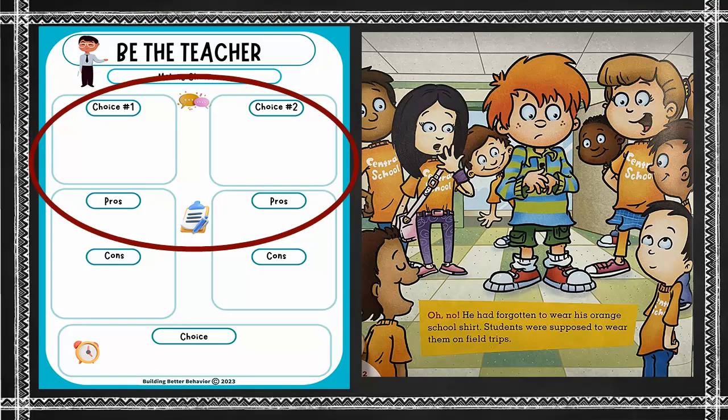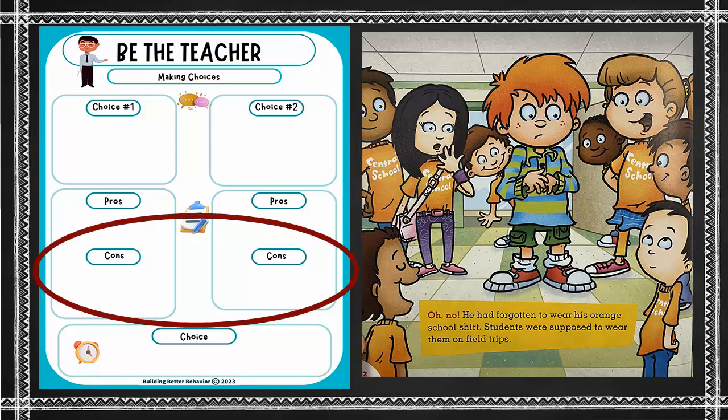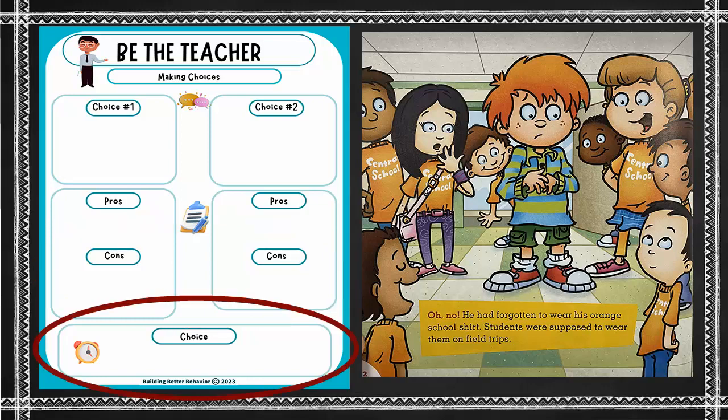Now pass the paper. Student number 1, pretend you are Zach. Pause the video to write down what the pros are for each choice. Now pass the paper. Student number 2, pretend you are Zach. Pause the video to write down what the cons for each choice would be. Now it's time to choose. Pause the video while students discuss which choice they would make and practice how Zach should say it to his teacher.